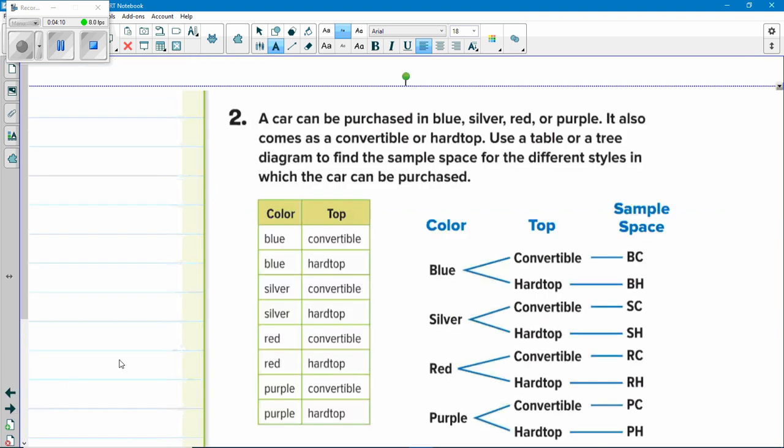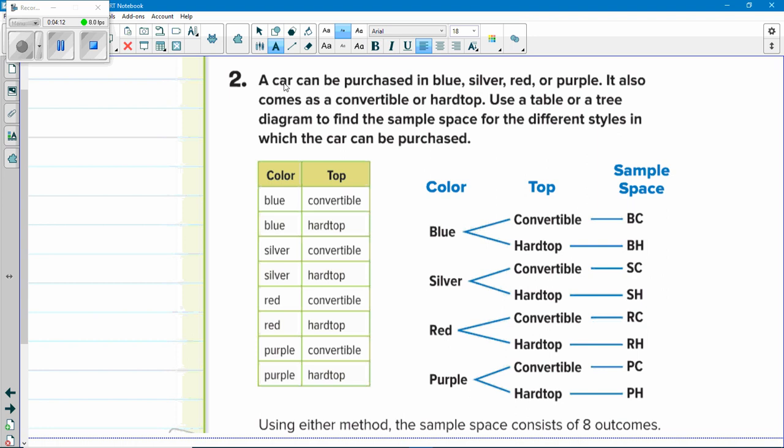Now, if you go a little further down the page, they talk about this. You got to read this problem. You guys are going to have to do a little reading today. A car can be purchased in blue, silver, red, or purple. It also comes as a convertible or hardtop.